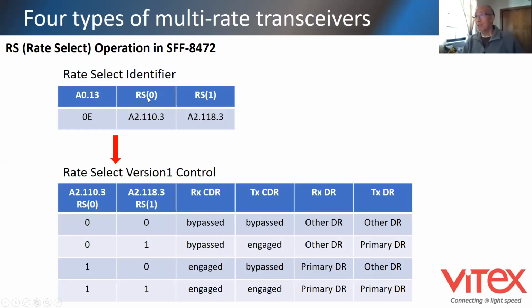for byte 110 and byte 118 altogether, bit 3, you can safely assume the rate select is supported. Then you go to 110 and 118, which represent RS0 and RS1. You can see the logic table here. 00 is all bypassed, and 11 is all engaged.